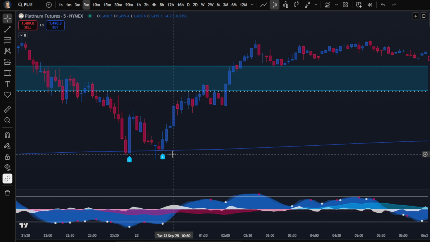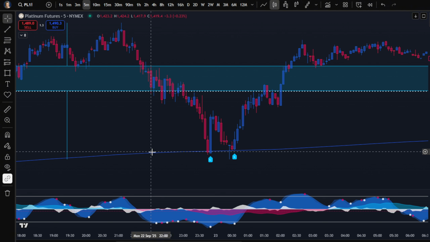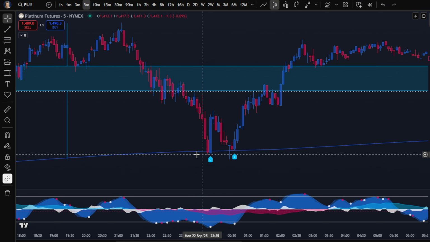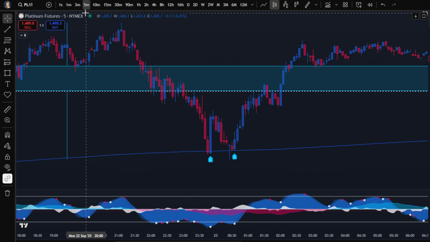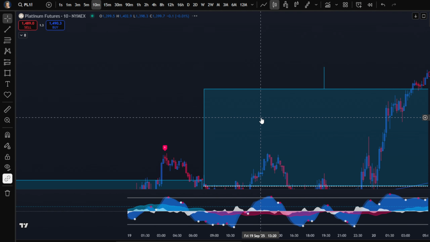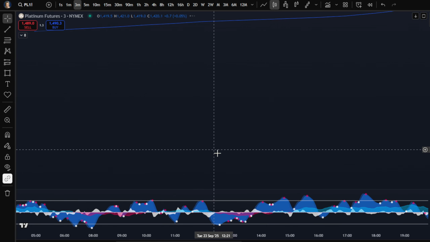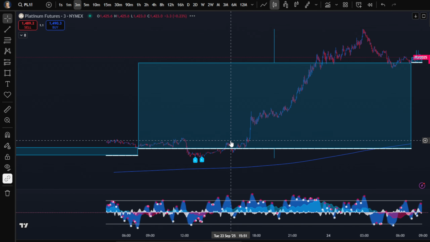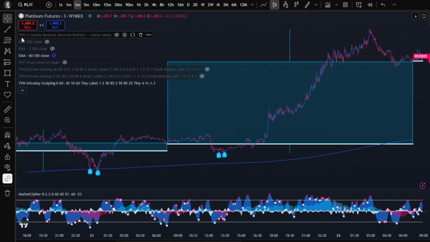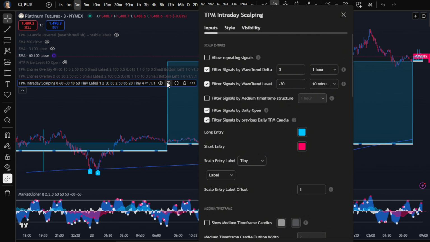So that's the pattern, the actual entry pattern on the lower time frame that it's looking for once the two confluences have been met. And you can use the 10 minute, the 5 minute, anything lower than the 10 minute, if you've got the confluences selected. I'm going to be using the 3 minute. Okay. And then we need to talk about a few other things.